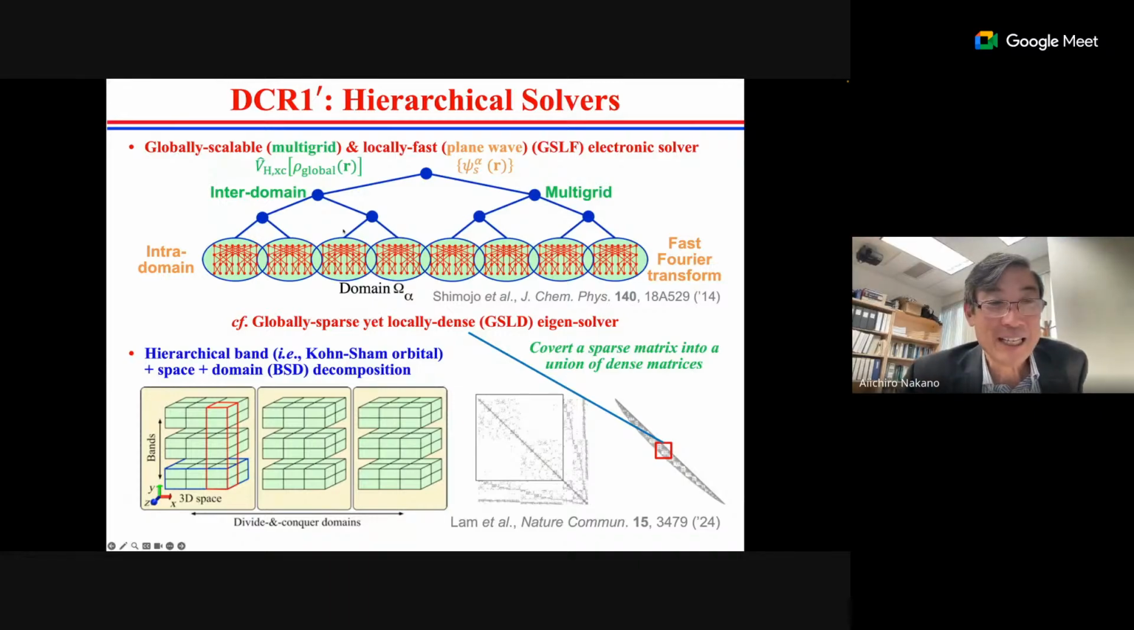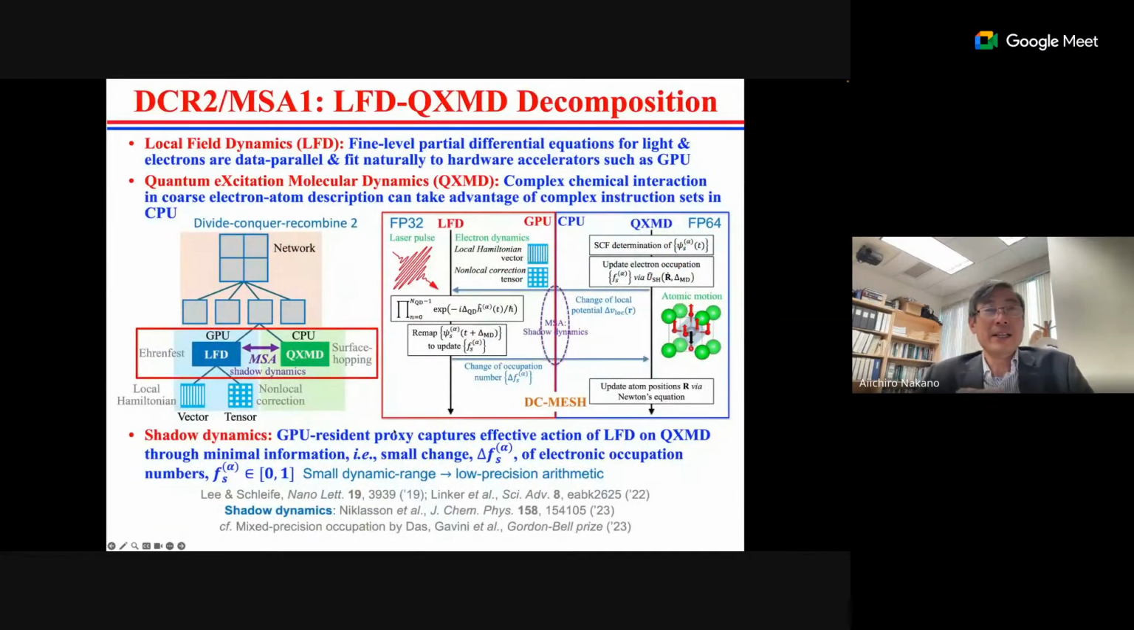Thank you. On a parallel computer, we divide the computation into domains, and that's trivial. But for higher parallelism, even within each domain, we use so-called band parallelism and then domain parallelism, hierarchical domains. We call the band, space, and domain BSD decomposition. The second level of divide-conquer-recombine is the physical divide. This is called the local field dynamics and quantum excitation molecular dynamics decomposition.